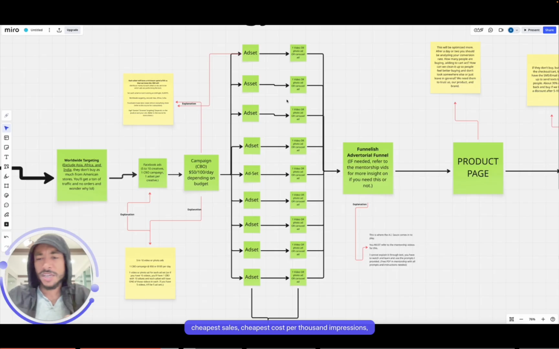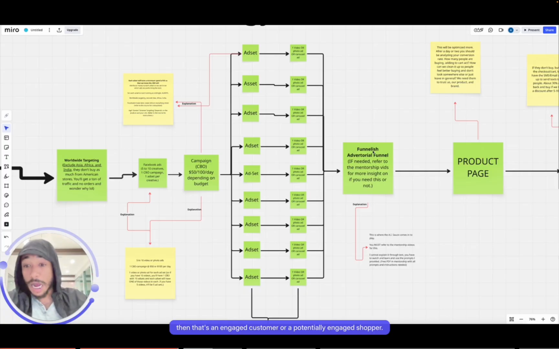Cheapest clicks, cheapest sales, cheapest cost per 1,000 impressions, which stands for CPM. CPM is cost per 1,000 impressions. So if it's a $30 CPM that you have, then it'll cost you $30 to have your ad shown to 1,000 people. That doesn't mean that 1,000 people are going to click on it. It just means that 1,000 people are going to have it in their feed when they're scrolling through Facebook or IG or TikTok, right? And if they stop and scroll, then that's an engaged customer or a potentially engaged shopper. Not a customer, but they're an engaged shopper, right? They're shopping around, they're engaging with your products.